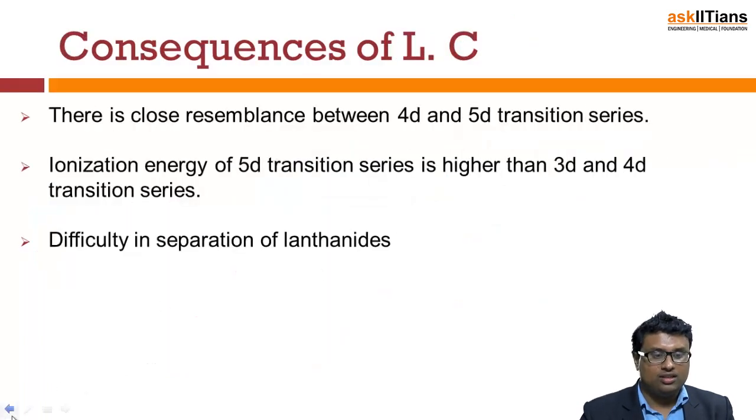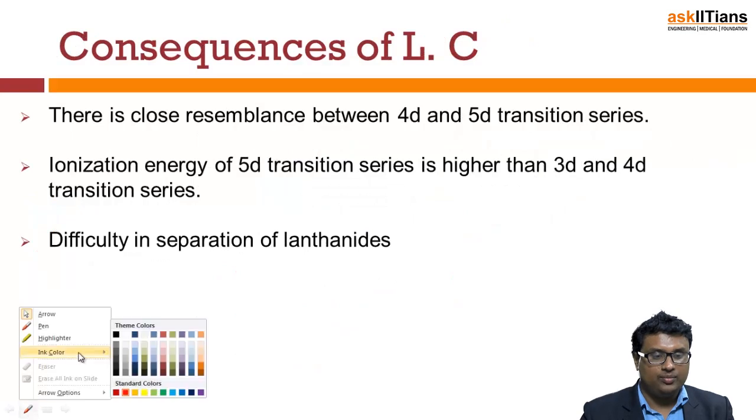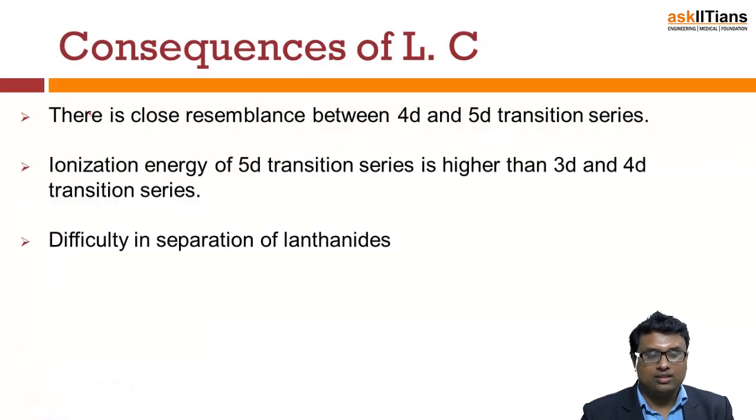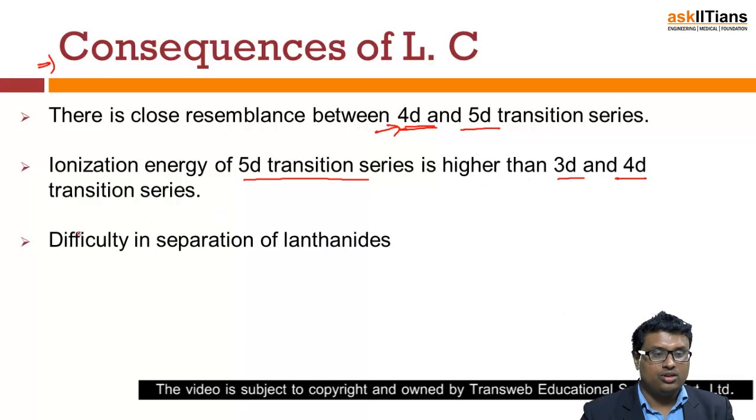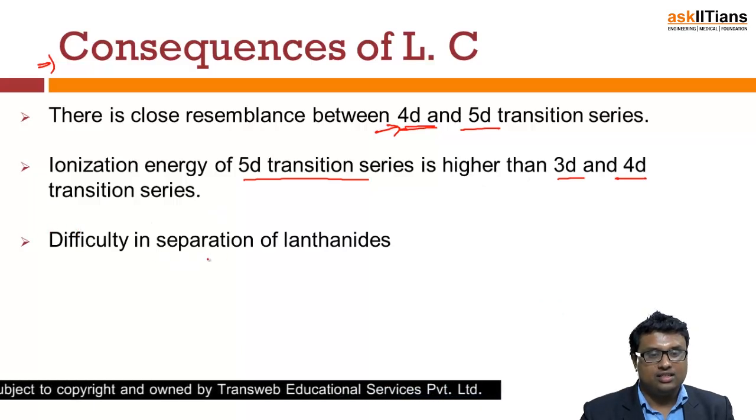So what are the consequences of lanthanoid contraction? They are important. Just like we knew what lanthanoid contraction is, the consequences are also important. Because of lanthanoid contraction, there is a close resemblance between 5d and 4d transition series. The ionization energy of 5d transition series is higher than 3d and 4d. Also, difficulty in separation of lanthanides.